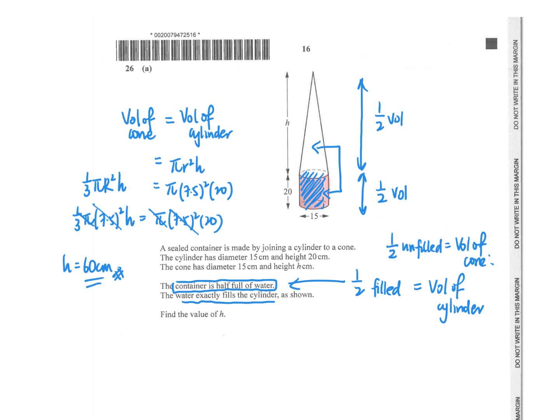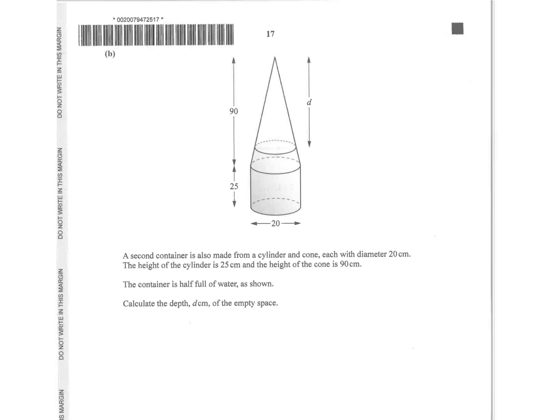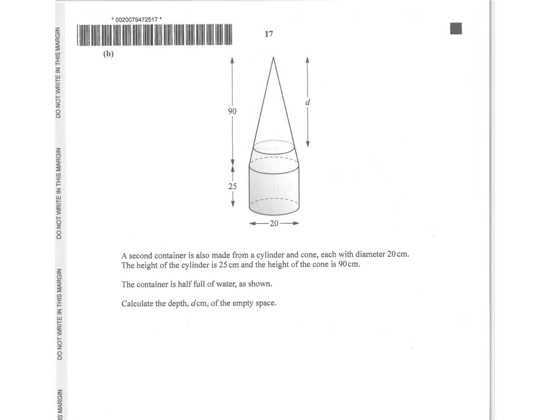Okay, next one. B. A second container is also made from a cylinder and a cone, each with diameter 20 now. The height of the cylinder is 25. The height of the cone is 90. Okay, and the container is half full of water as well. So if you look at it, what can we tell from here? Same concept. So first we go and find the volume of the cylinder.